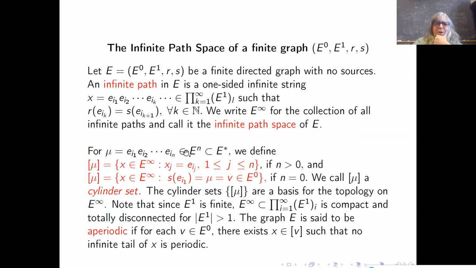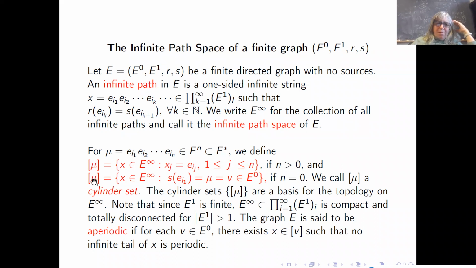Suppose you have a finite path of length n corresponding to your directed graph. Then you call the cylinder corresponding to this path mu, and you put brackets around it. The cylinder set corresponding to mu is all the infinite paths such that the first n entries give you back mu. And then after that, you don't have any restrictions on the entries of your infinite path. That's if n is greater than 0.